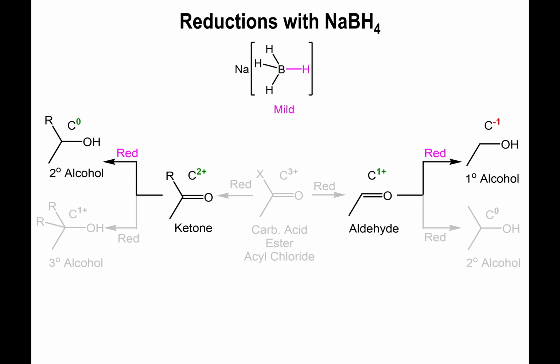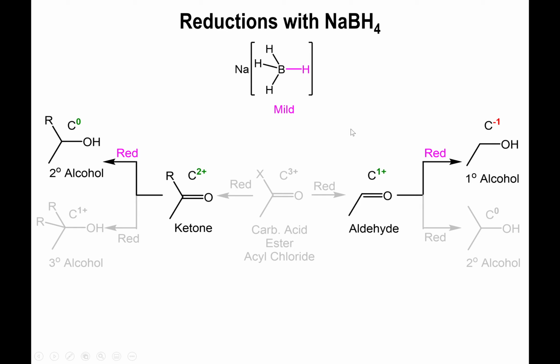Okay, now what does that really imply in terms of the reductions? Well, technically this mild reagent, sodium borohydride, is only going to be useful if we're trying to reduce the partly reduced species. So if we reduce the ketone down to a secondary alcohol, we can use sodium borohydride to make that happen. Or if we have the aldehyde and we want to reduce it to the primary alcohol, we can use sodium borohydride to make that happen.